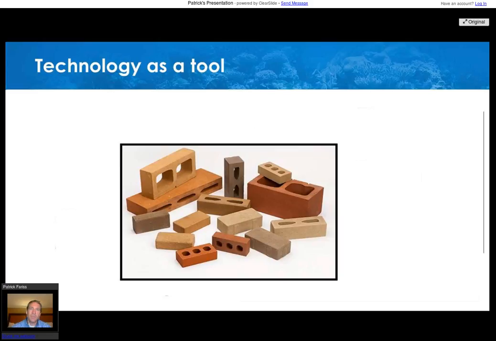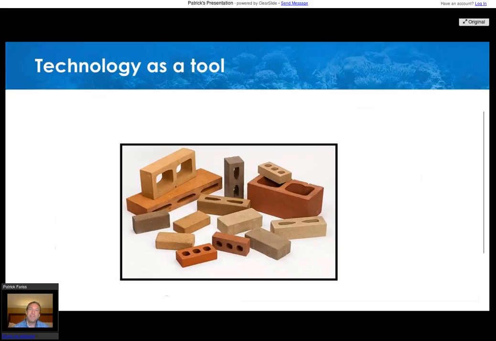I'll leave you with this. This is an analogy that I use a lot of times when I work with instructors. Technology is very similar to a brick. A brick is neither good nor bad. I can take a brick and I can throw that brick through a window. Or I can take that brick and I can build a school or a hospital. It's what I do with that brick that gives it value.